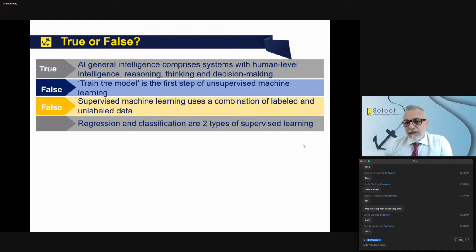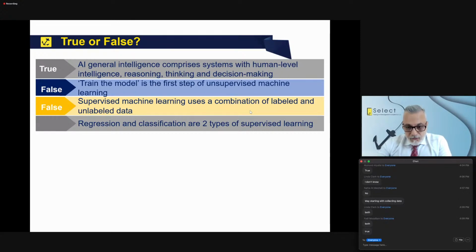Regression and classification are two types of supervised learning. True. Fadi, you said true, correct. I agree with you. Now we'll talk about regression and classification. Either we look at a certain observation of data and we need to classify it, or it is continuous data and we need to predict. So it will be either regression or classification.